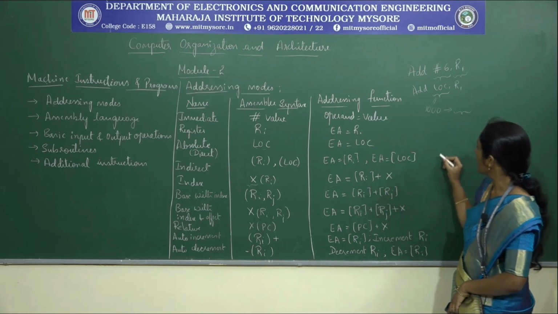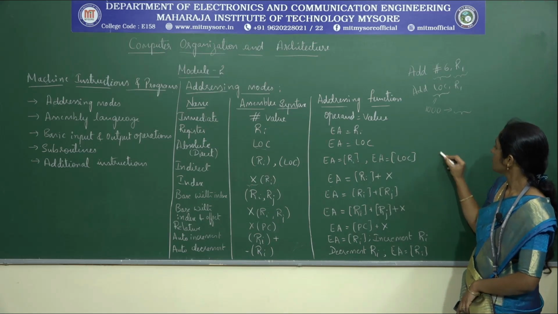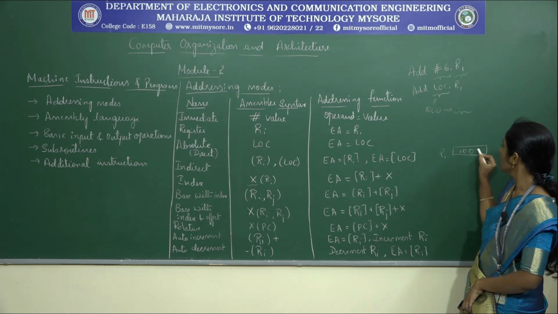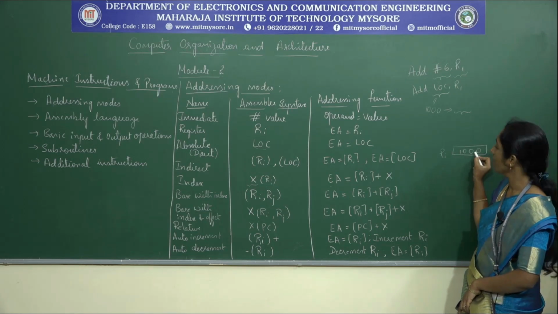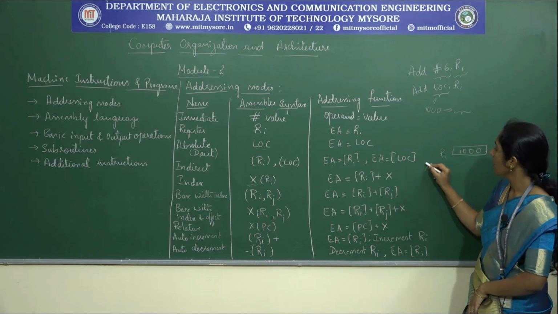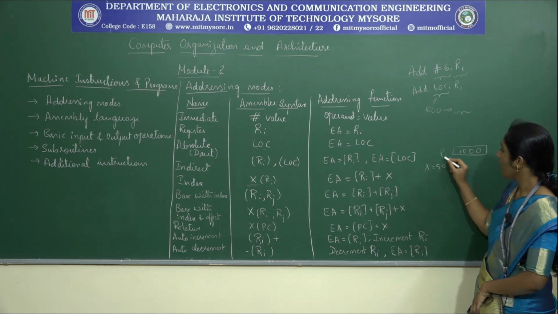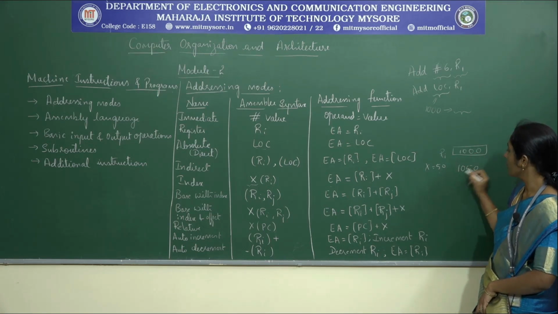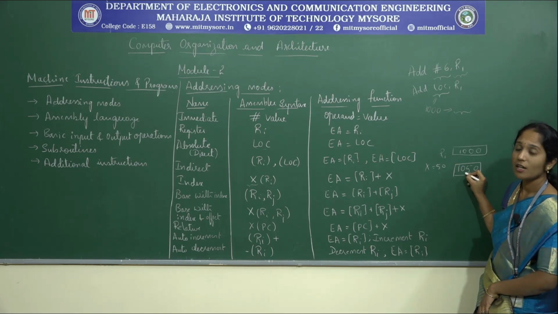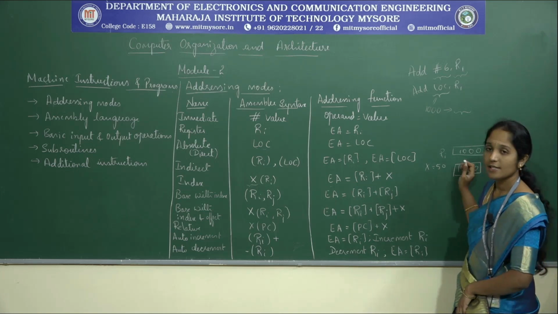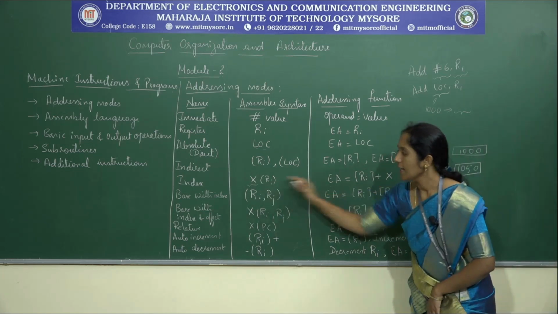So if Ri contains the value 1000, this is the memory location where you have an operand. In this case you have some X. Let us assume X is 50. So Ri plus X results in 1050. Therefore, the operand will be present in the memory location 1050. So this is the function of the index addressing.